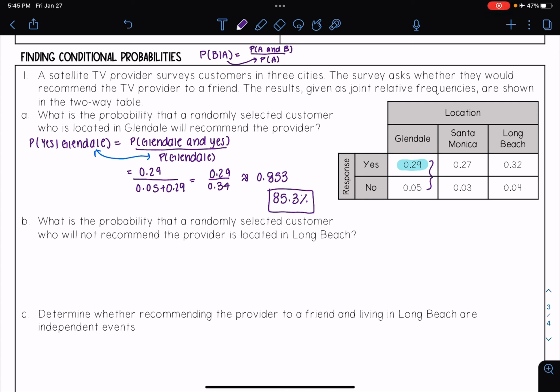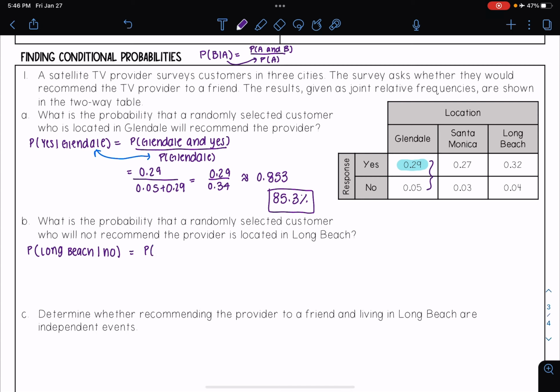Okay, let's try another one. This one says, what is the probability that a randomly selected customer who will not recommend the provider is located in Long Beach? This time we need to figure out what our given event is. It says that we're selecting a customer who does not recommend. So that is our given. Our given is no, and we want to find the probability that they live in Long Beach. So this time we're finding the probability of Long Beach given they do not recommend the provider.